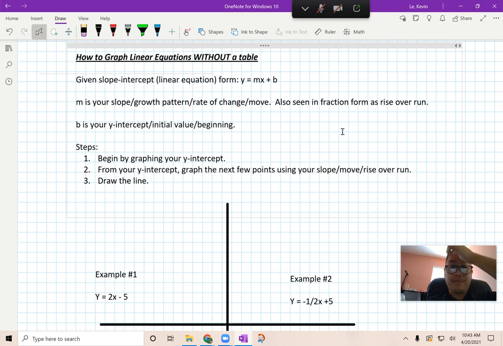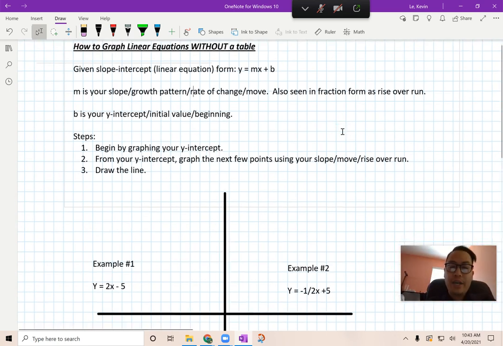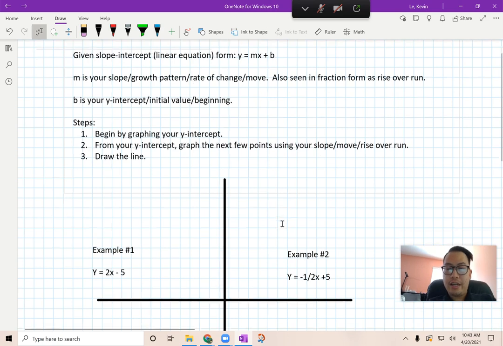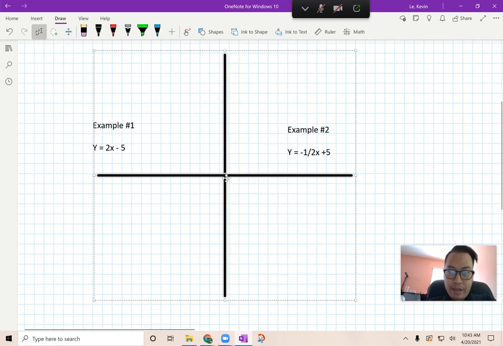So here are the three steps. One, you begin by graphing your y-intercept. So you start with b. That's why b stands for begin. And then from your y-intercept, you're going to graph the next few points using your slope, slash move, slash rise over run. Then you draw the line to connect all the points. So let me show you my first example over here.